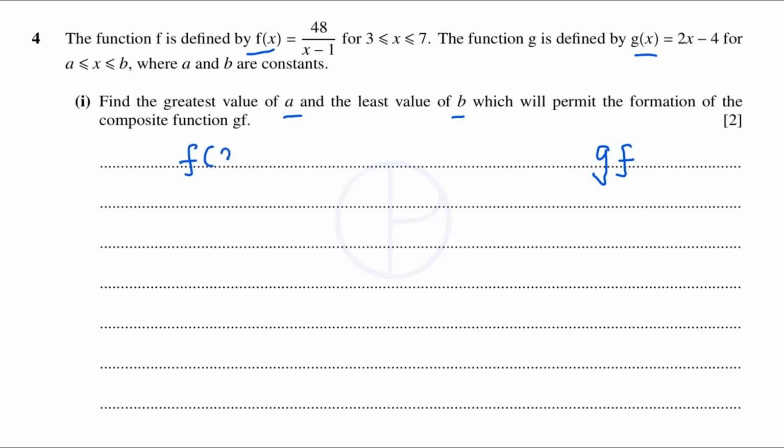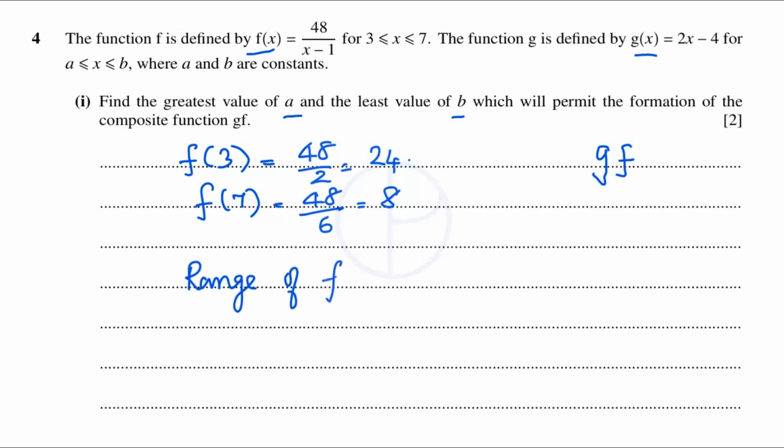What is f of 3? 48 divided by 2, which is 24, and f of 7 is 48 divided by 7 minus 1, which is 6, so 8. So the range is 8 less than or equal to f of x less than or equal to 24. This is the range of f.